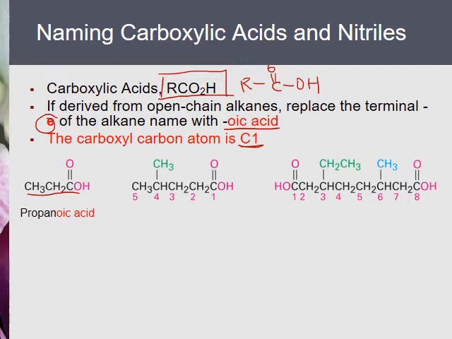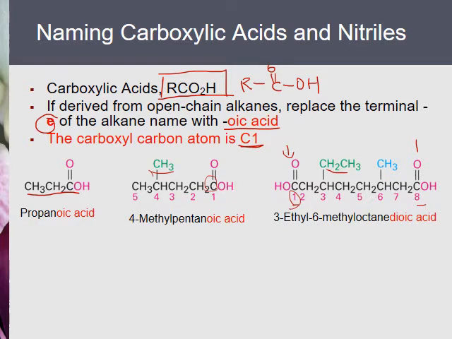In the second molecule, 5 carbons, so pentanoic acid, and number 1 is the carboxyl carbon, and the number 4 methyl, so 4-methylpentanoic acid. In the third molecule, 8 carbons, so it should be octane, and you have 2 carboxylic acids, so it's octanedioic acid, and number 1 carbon here, so 3-ethyl-6-methyloctanedioic acid.